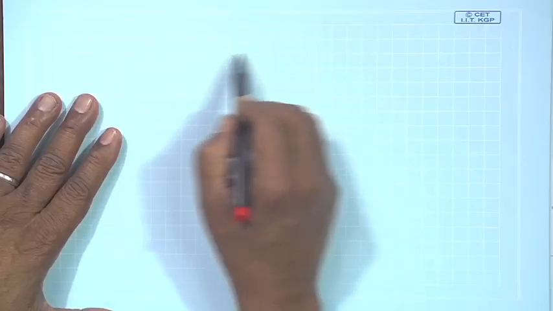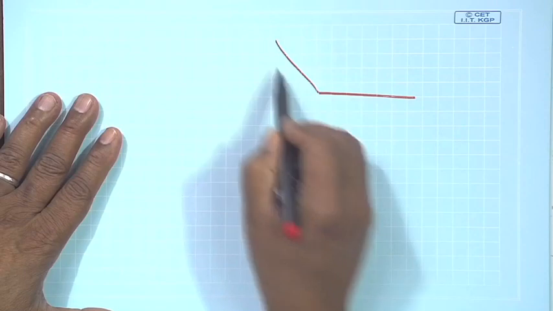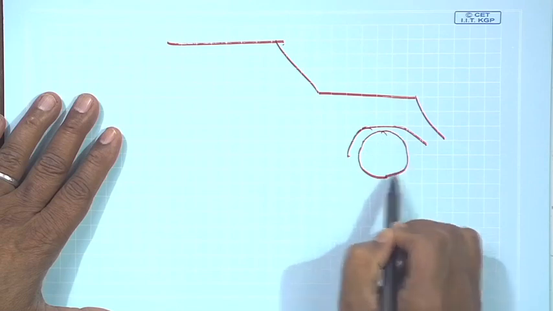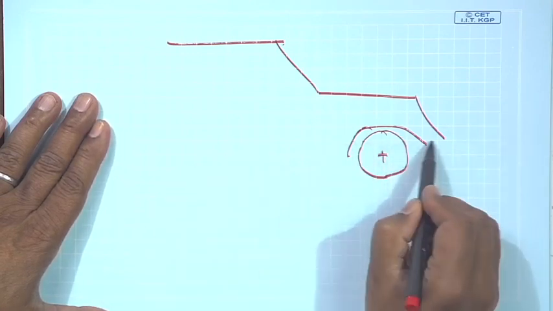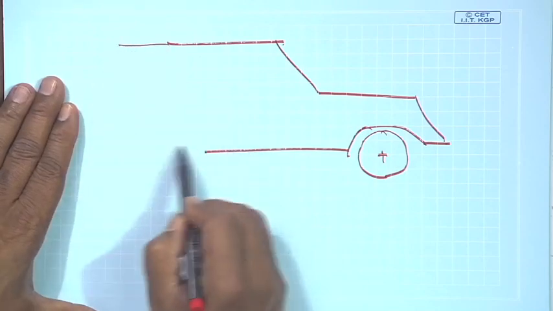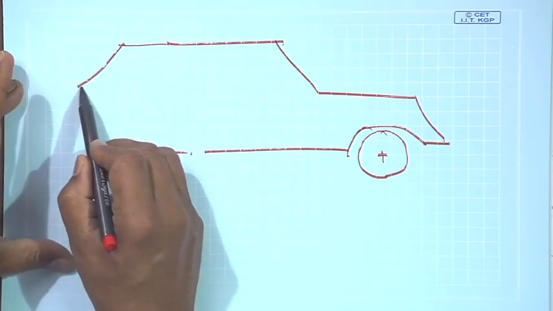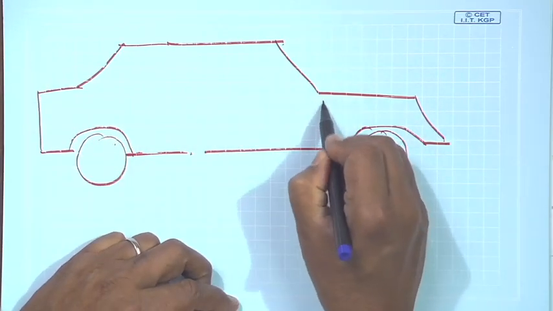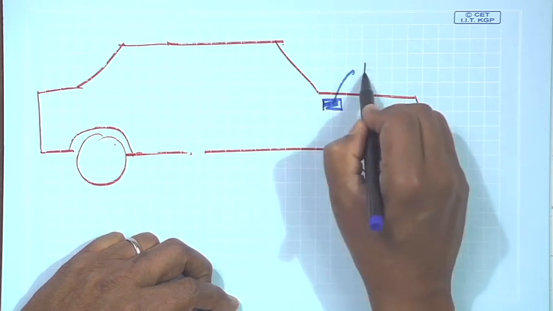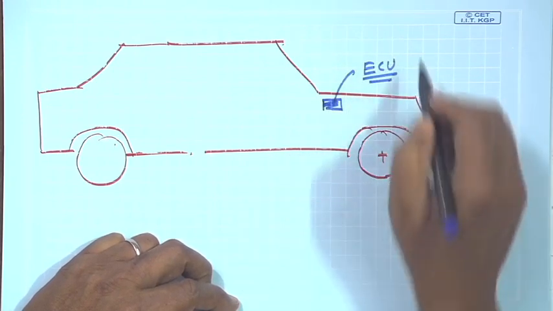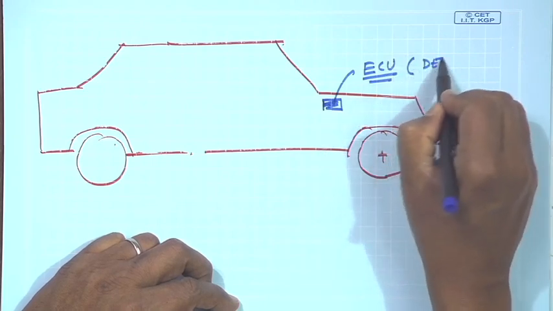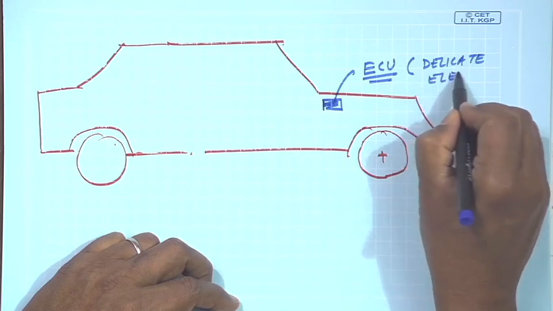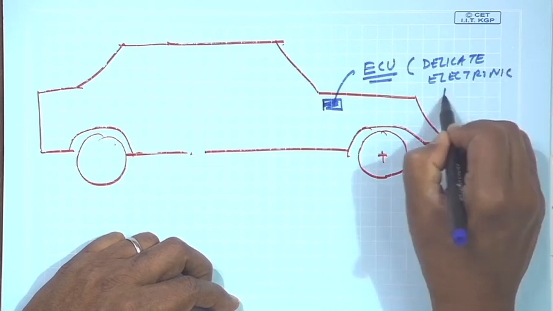For example, I have a car. I am not drawing the entire car, which is here. Suppose I have an electronic module, which is the engine control unit, ECU. It is a very delicate electronic equipment.